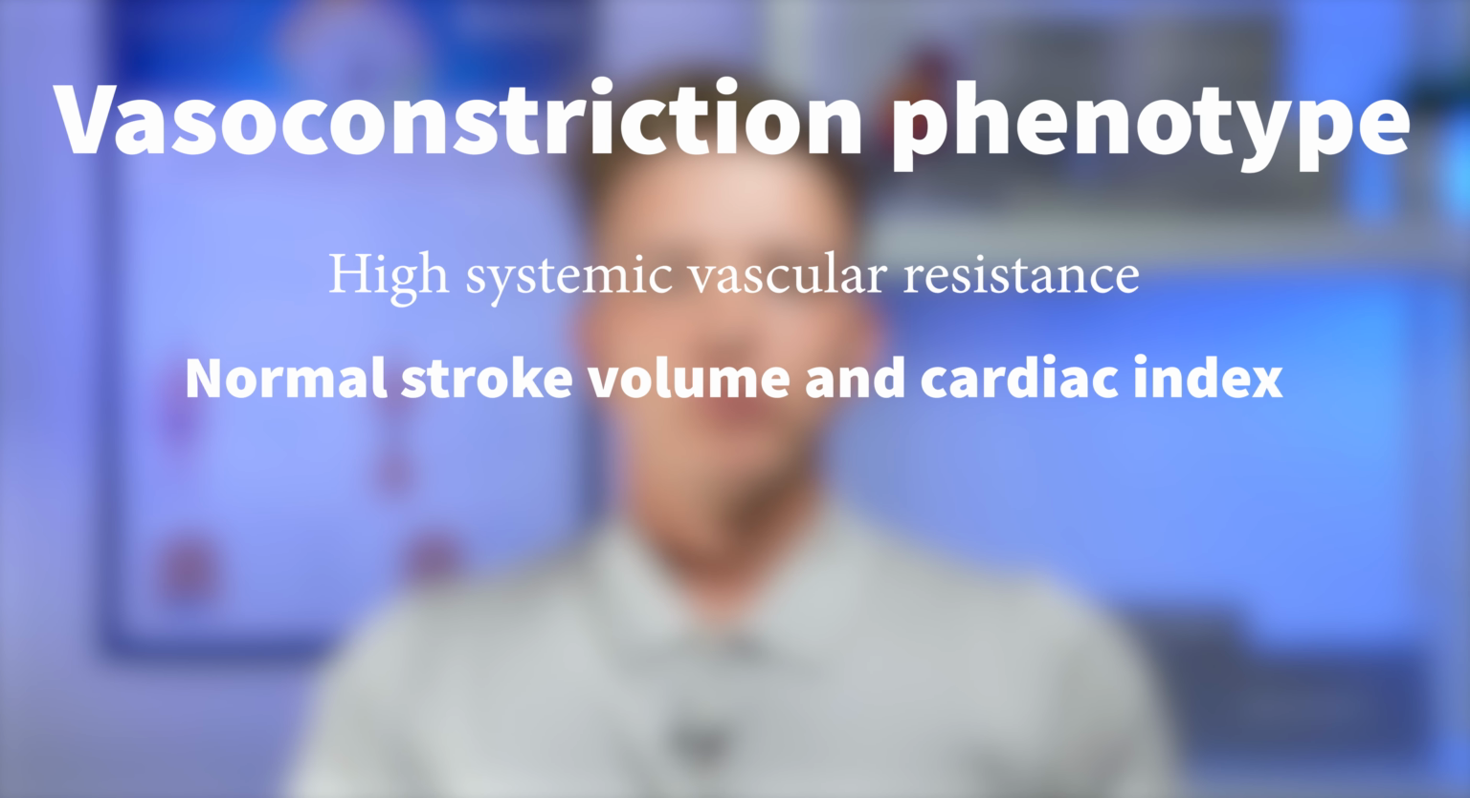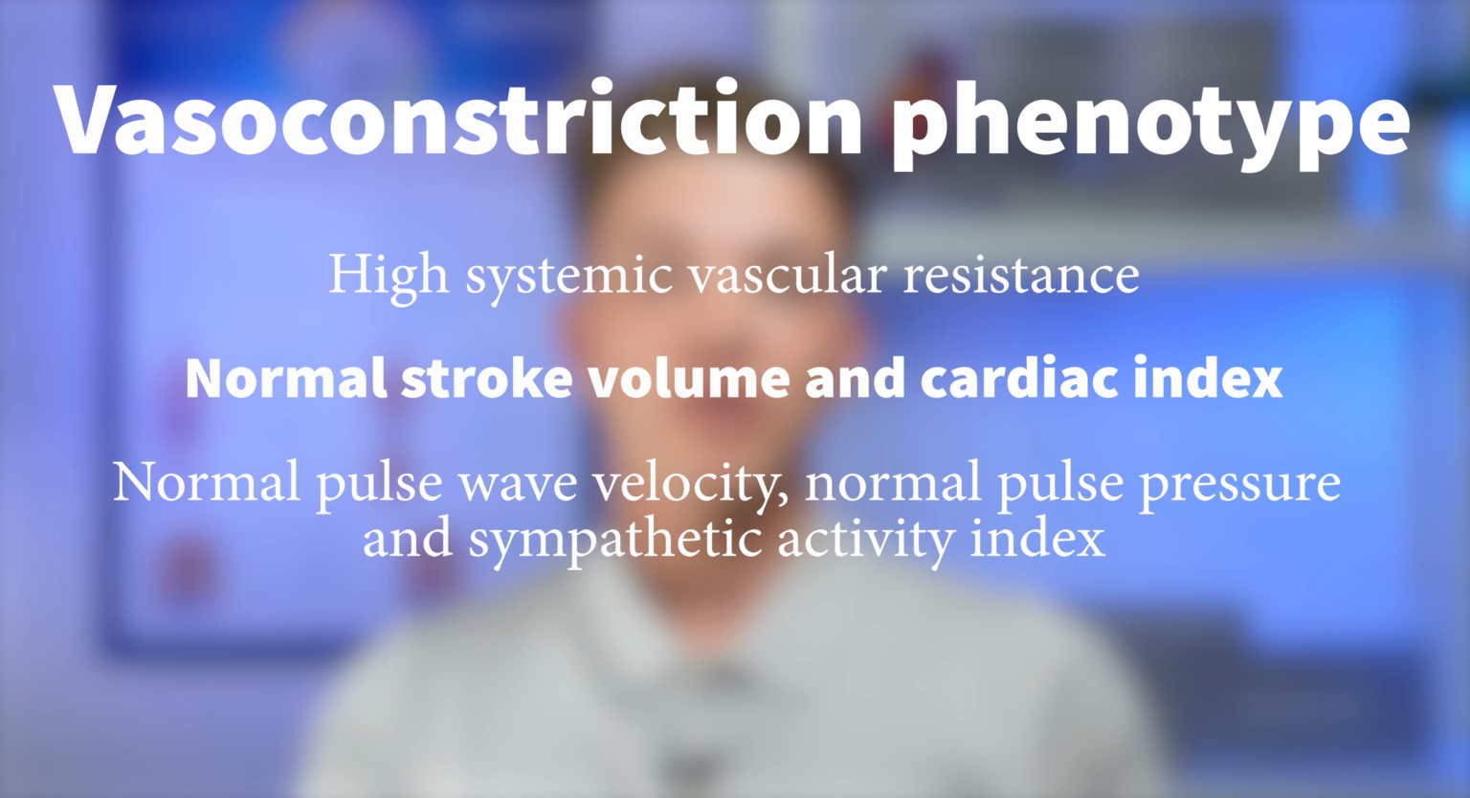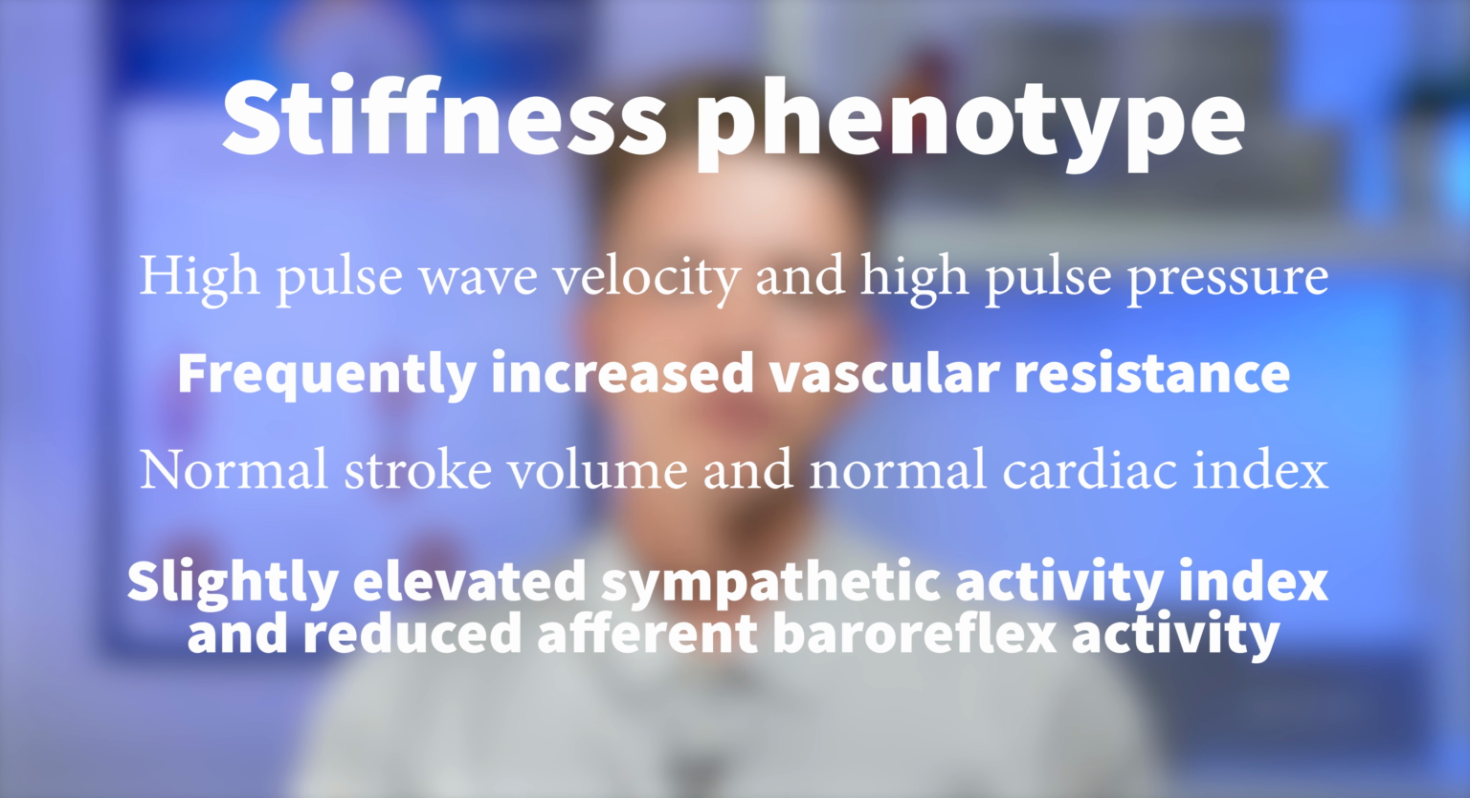Fourth, the vasoconstrictive phenotype. In this case, the small arteries and arterioles are the main problem. Systemic vascular resistance is high, while stroke volume and cardiac index are usually normal. Fifth, the stiffness phenotype. Here, the focus is on the large arteries, especially the aorta. Typical features are a high pulse wave velocity and elevated pulse pressure, clear signs of arterial stiffness. If we can identify and classify these phenotypes, we gain valuable insight into the underlying mechanisms. And that insight helps us tailor diagnostics and treatment for patients with hypertension more precisely and improve outcomes in the long term.